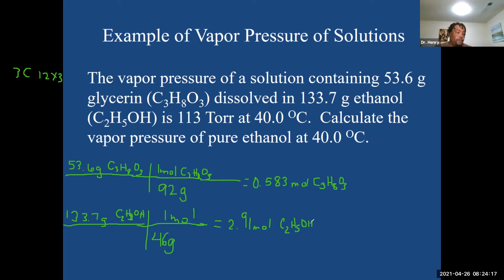So the ethanol is the solvent because it's most abundant. So then you take that over the total. So we go, my mole fraction of the solvent.